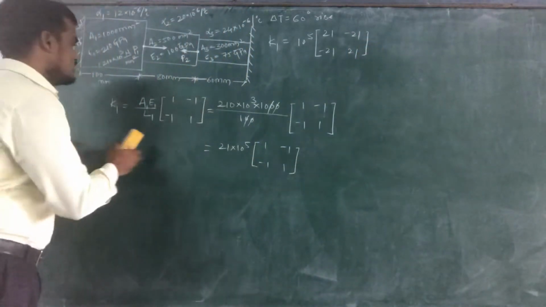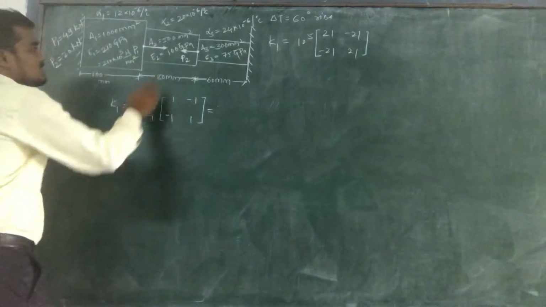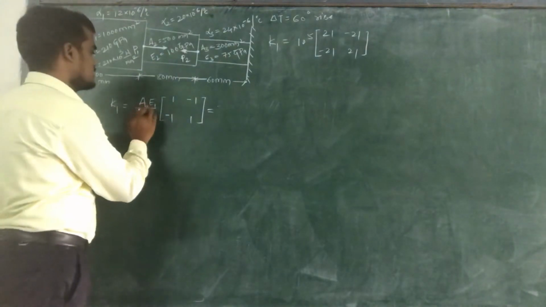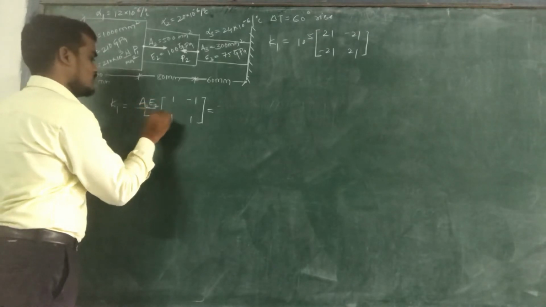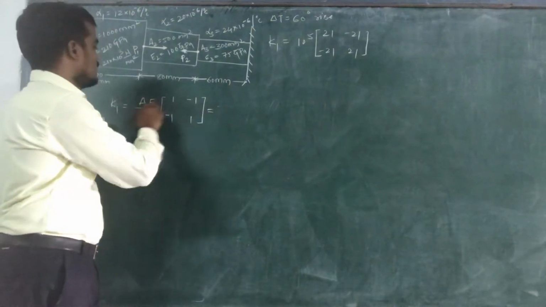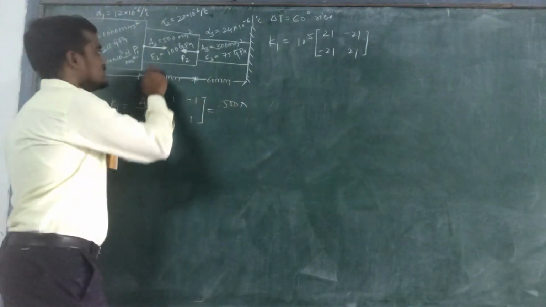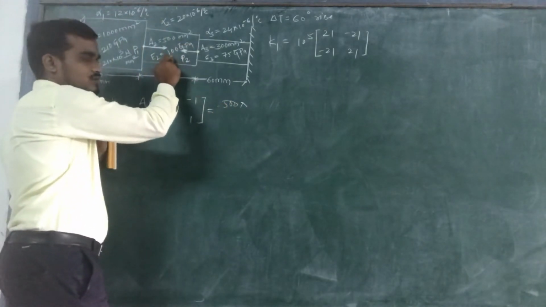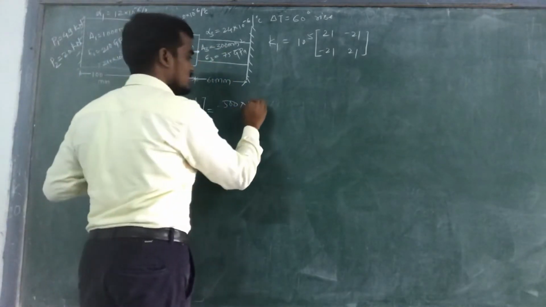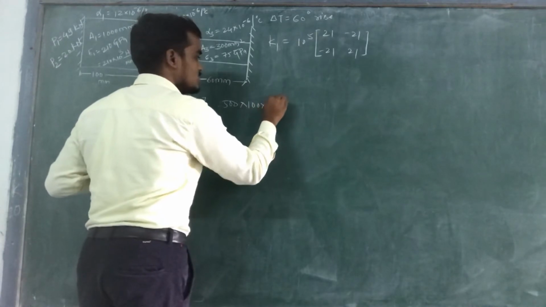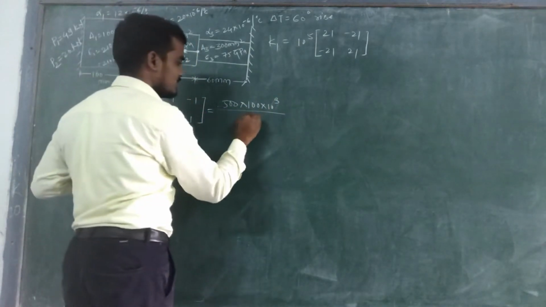Similarly, the second elemental stiffness matrix. For this the values are A2, E2 and L2. Here A2 is equal to 500 mm square, and E2 is given as 100 gigapascal, so we need to convert it to Newton per mm square. It becomes 100 into 10 raised to power 3 Newton per mm square, divided by L2, where L2 is equal to 80.